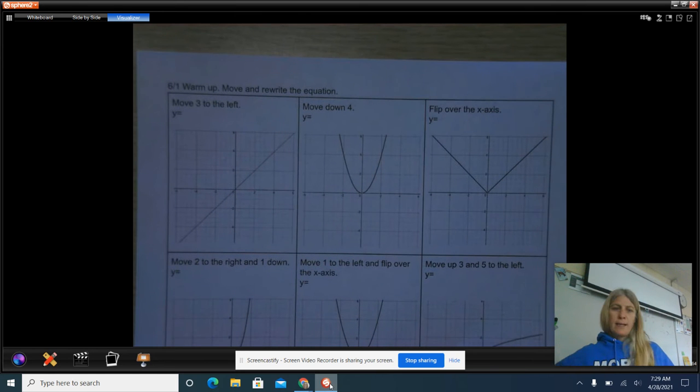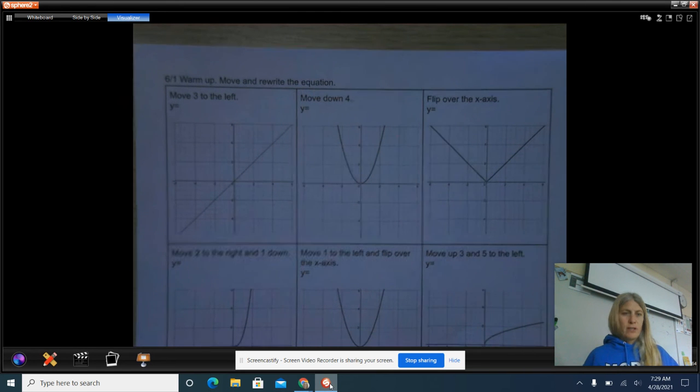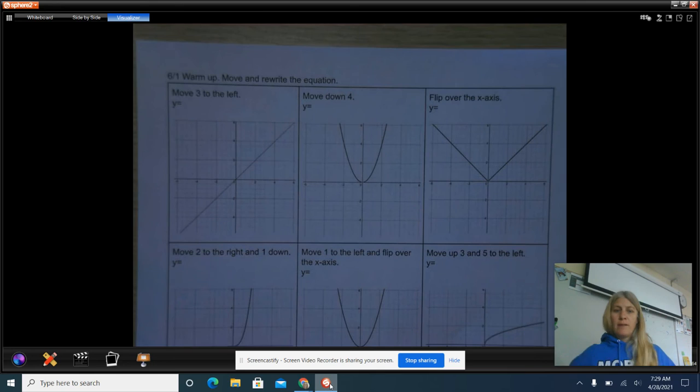So today we're going to practice with our parent functions and taking these parent functions and moving them, or doing some function transformations. As we're looking at each of these, we're going to start by just going over what the original equation is for each of these. And once we have the original equation, we'll then go ahead and move them and regraph.